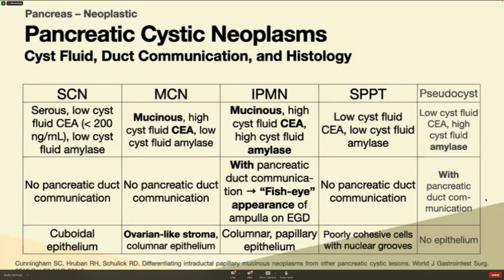Then I think some recall questions. Usually in MCN, there's an ovarian-like stroma, and in IPMN, there's a fish eye appearance on EGD. Then for the pancreatic duct communication, it is IPMN that has pancreatic duct communication, which also correlates with having increased amylase in the cyst fluid.